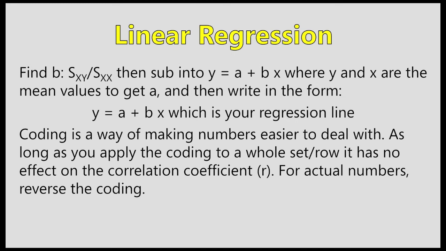Coding is a way of making numbers easier to deal with. As long as you apply the coding to a whole set or a row, it has no effect on the correlation coefficient. Fractional numbers reverse the coding. So it might have, say, p and q, and then it might code it to be x and y, and then you'll find the formula y equals a plus bx. And then they might ask you to have it in terms of x and y in which you have to decode your formula, which can be a bit tricky.